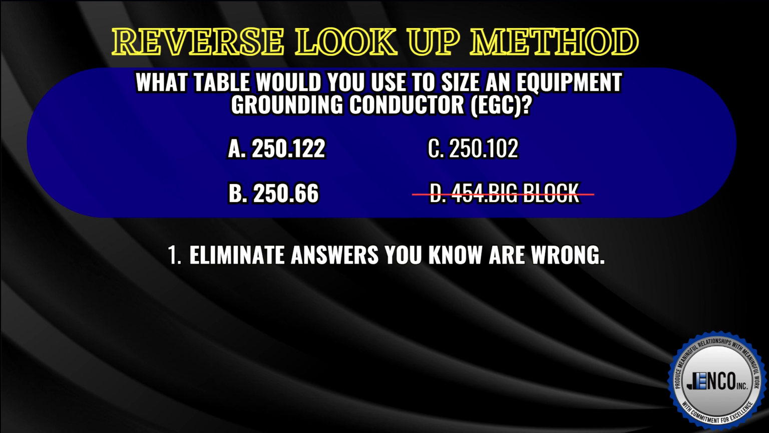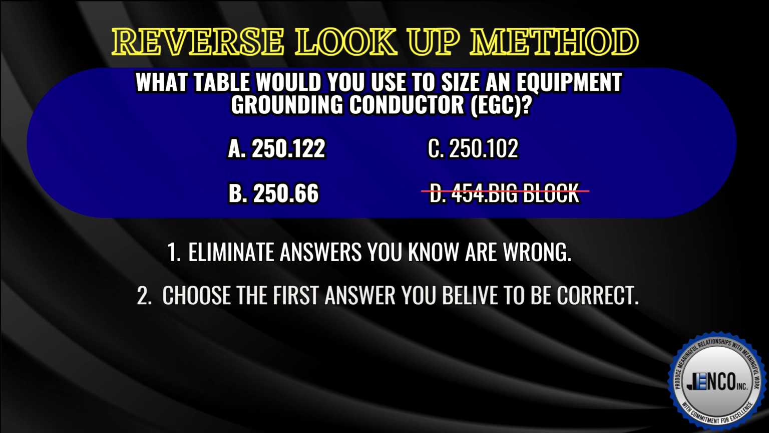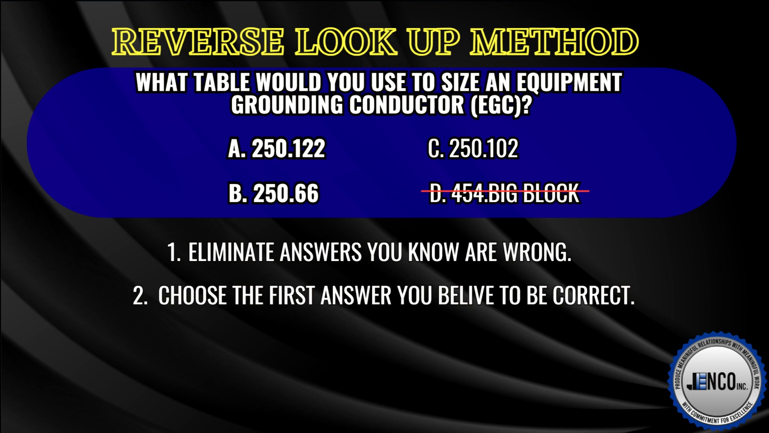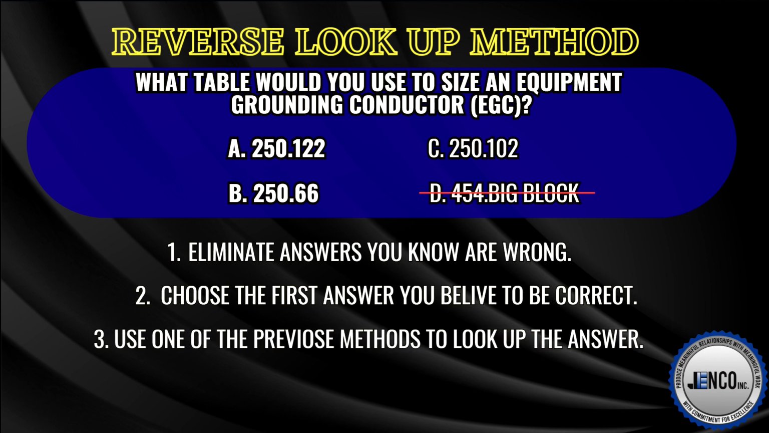For instance, like this, a 454 big block. Absolutely wrong answer, just eliminate that. So your chances are already greater because you have only 3 answers to go through now. Choose the first answer you believe to be correct. If you feel like one of these is the correct one, but you're just not sure, go with that one first, because it's your gut feeling. And then use one of the previous methods to look it up.